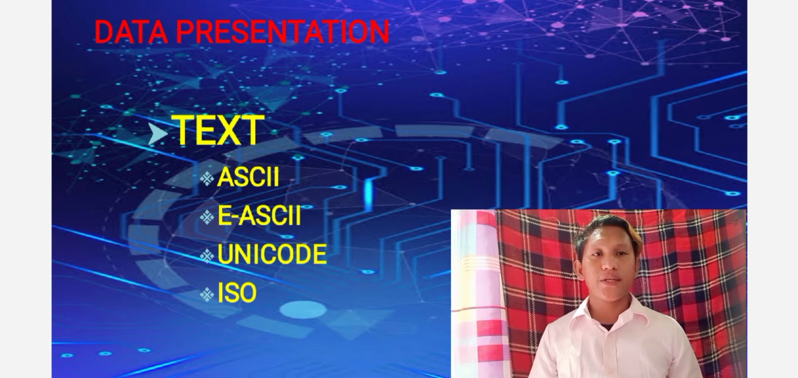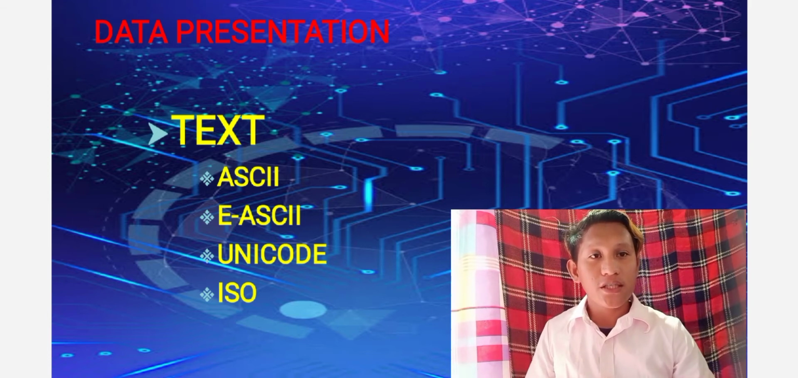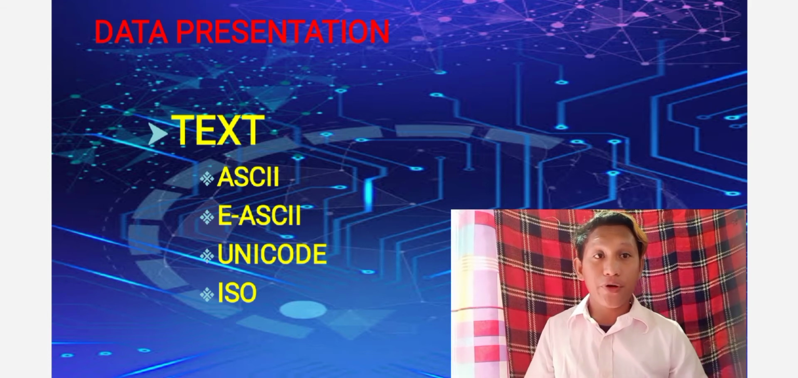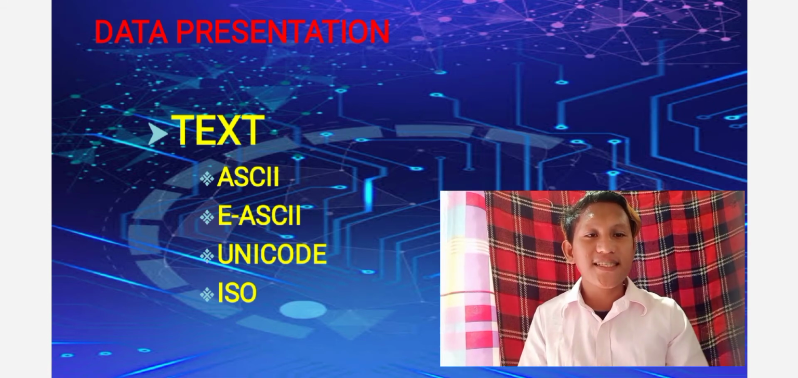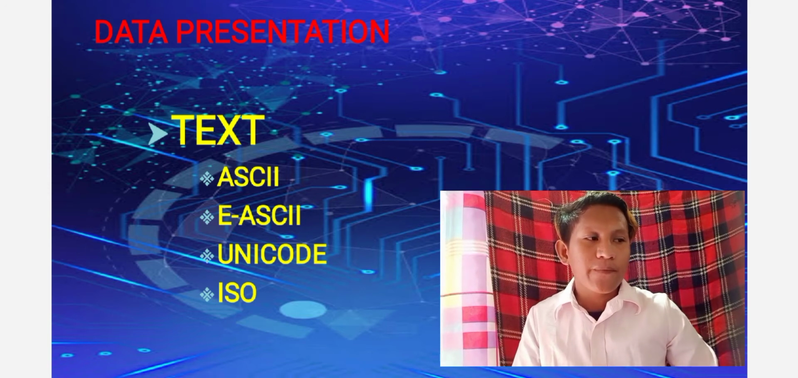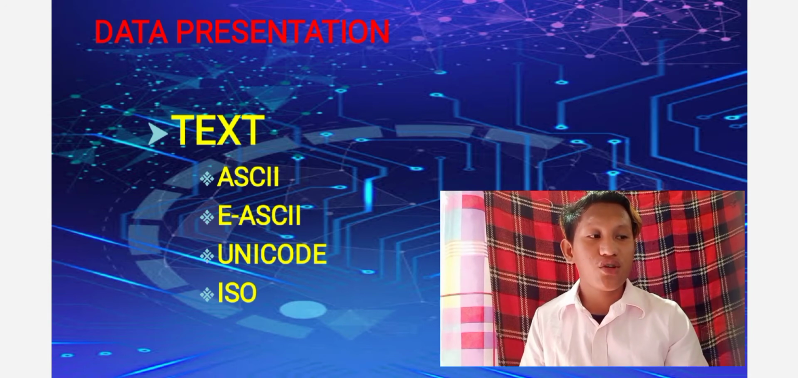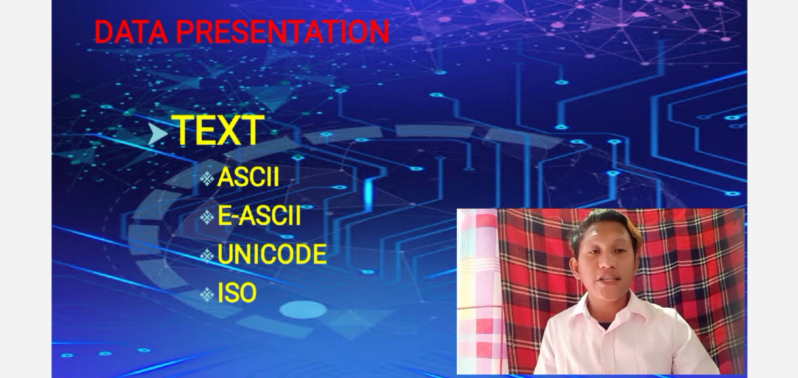Then we have data presentations. First is text. Text can be letters or words to generate a message for your receiver. Then we have ASCII. ASCII stands for American Standard Code for Information Interchange. It is used for electronic communications. EASCII stands for Extended American Standard Code for Information Interchange. It means encodings that are 8-bit or larger, including the 7-bit characters. That's what we call EASCII.